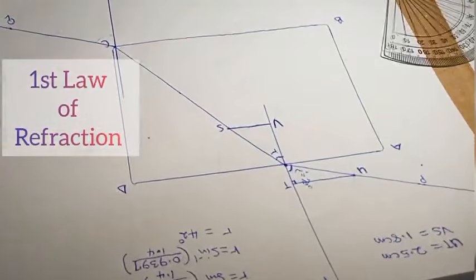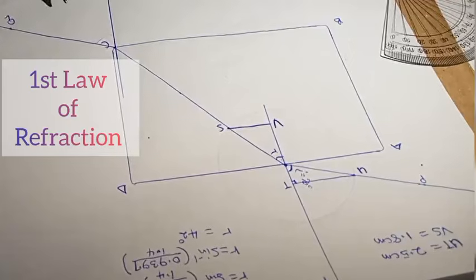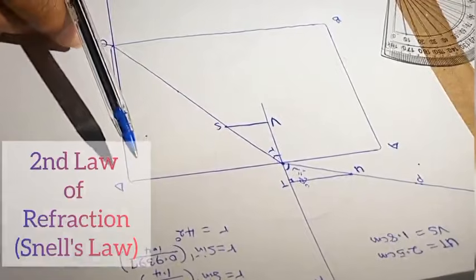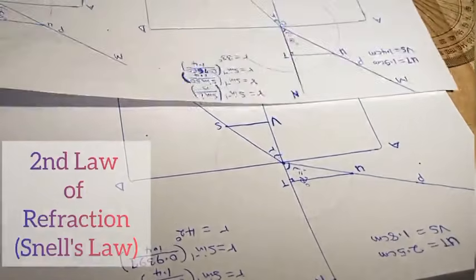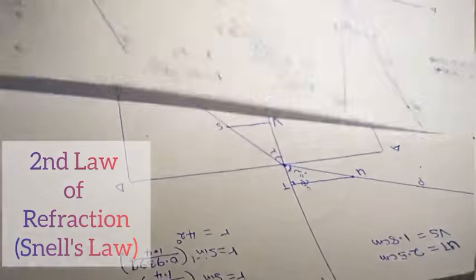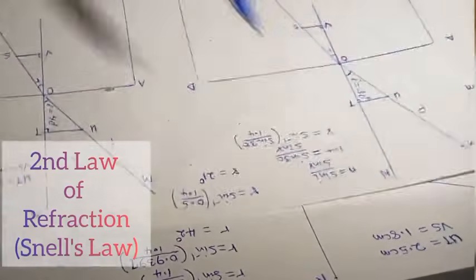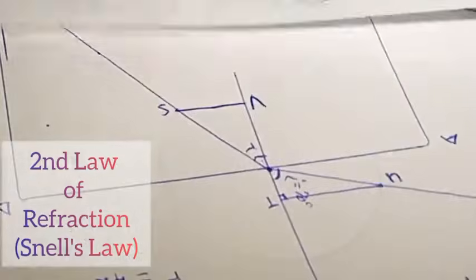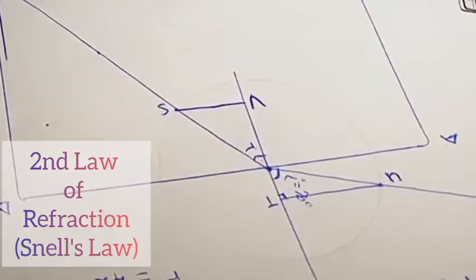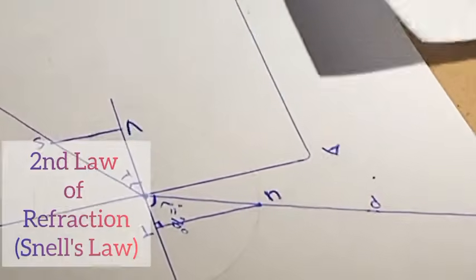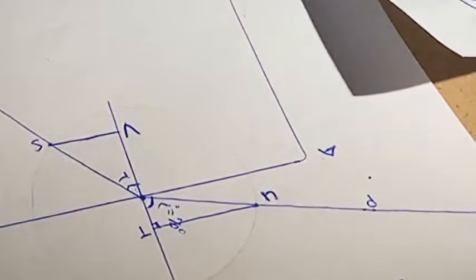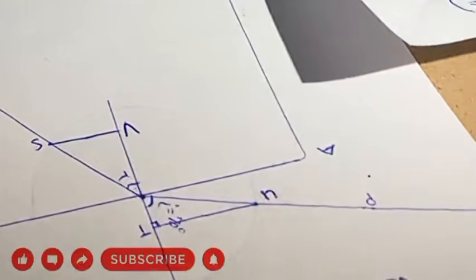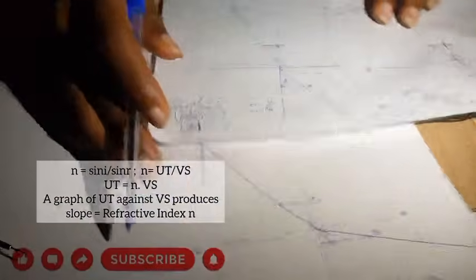Then the second law of refraction, which is called Snell's law, states that the ratio of sine of angle of incidence to the sine of angle of refraction is a constant for a given pair of medium. And that is what you have here. So these are the two laws of refraction. Please follow me, like I said, in the next video lesson where I plot the graph of this experiment. Because we are asked to plot, is it UT against VS or VS against UT, whichever. You're going to see that in the next video lesson.